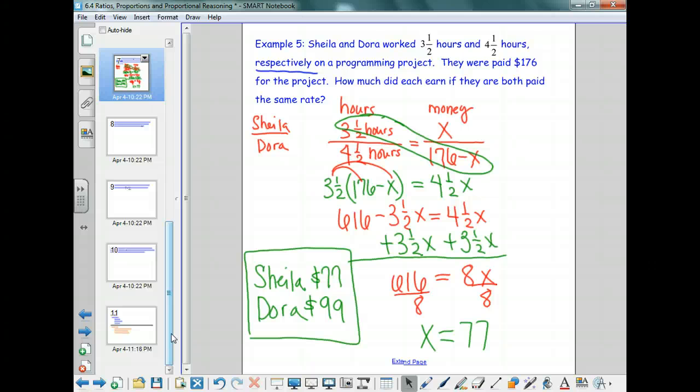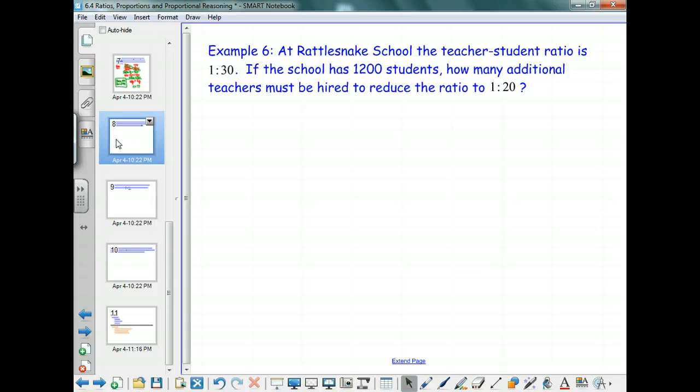So you could do this as Sheila compared to total. And if you did that, you would have Sheila's 3.5 on top and the 8 on bottom. You would have Sheila's X on top and the 176 on bottom. And then you could still do proportions, but from a different perspective, and the answers will still be the same. Okay, let's do another one.